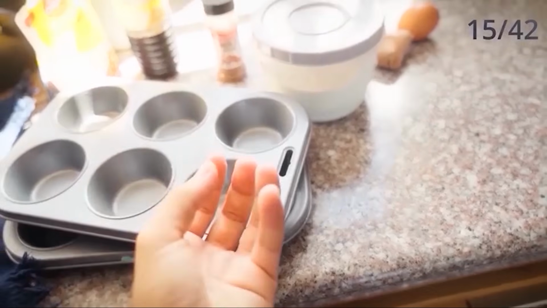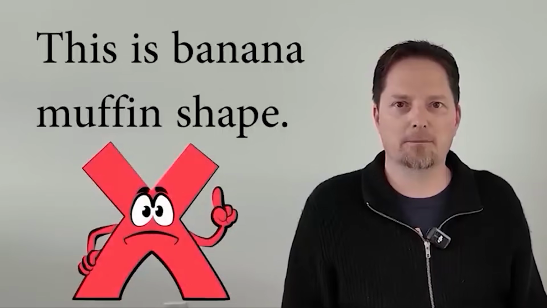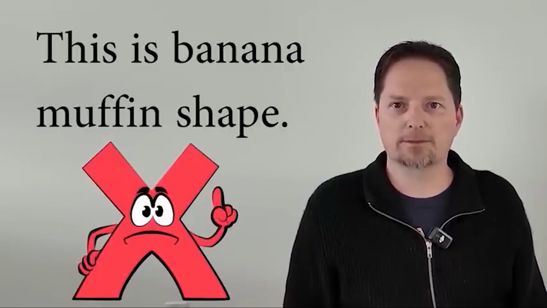This is also not correct. This is banana muffin shape. It's the shape of a muffin. First, shape is countable. I have to say this is a banana muffin shape. Or better, this is a muffin shape.